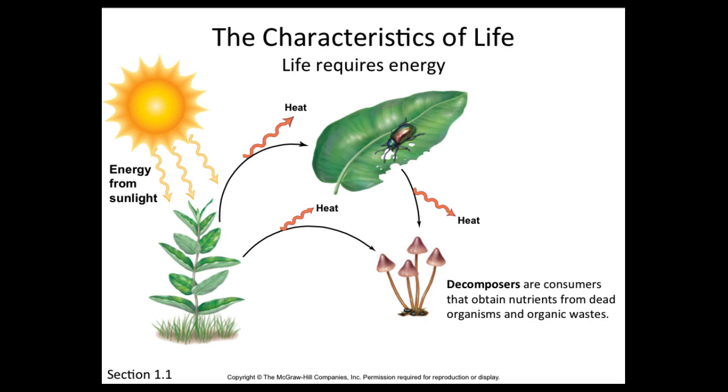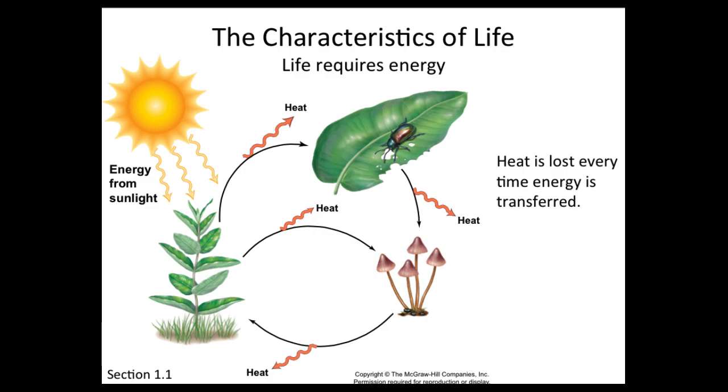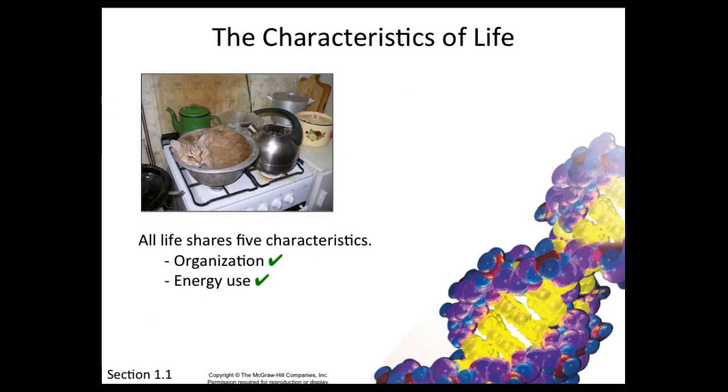Decomposers are consumers that obtain nutrients from dead organisms and organic wastes, and these are also an important part of this system. As I mentioned, heat is lost every time this energy gets transferred, and where does this heat go? It goes out into the atmosphere and ultimately out into the universe. All right, we've completed number 2.